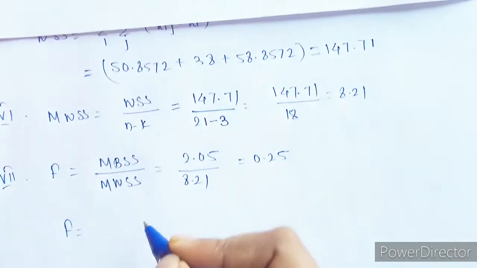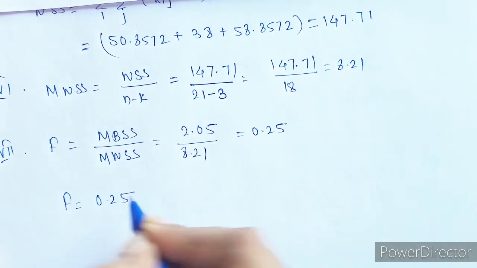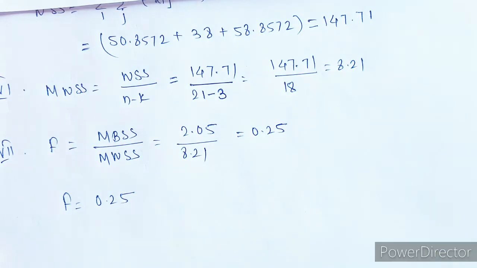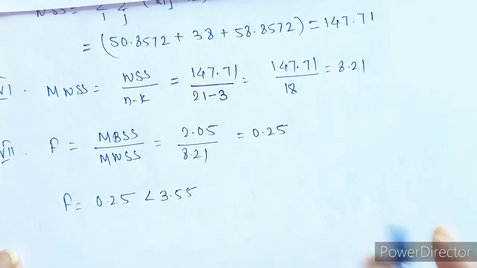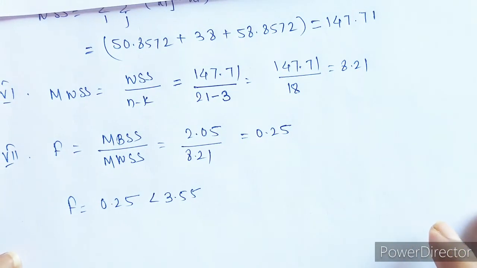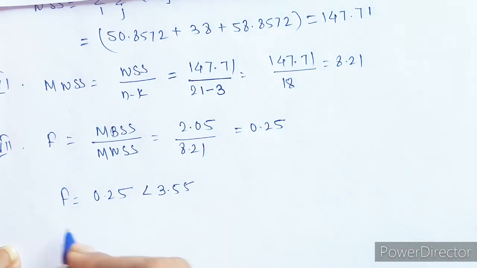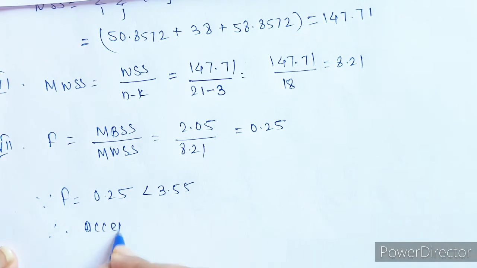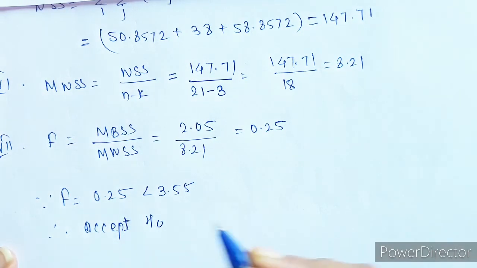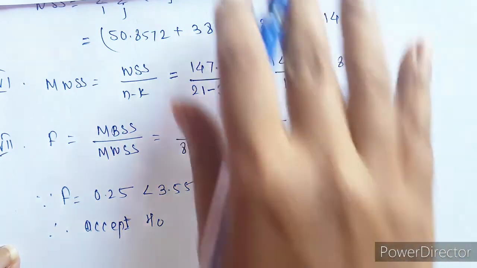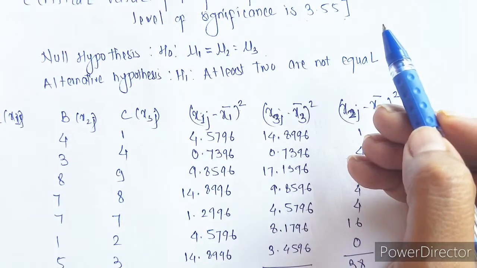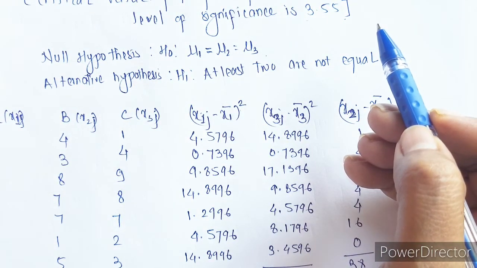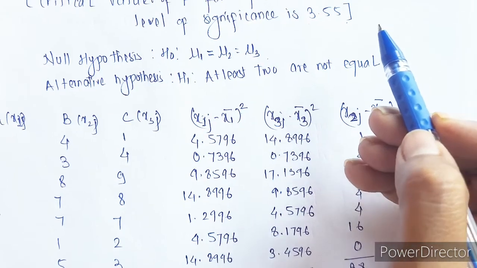Now our F in this case is 0.25 and the critical value is given as 3.55. Now since our value of F is less than 3.55, it comes in the acceptance region, therefore we have to accept our null hypothesis, and accepting the null hypothesis means mu1 is equal to mu2 equal to mu3, that is, the average number of stays of the patients in all three hospitals are equal.